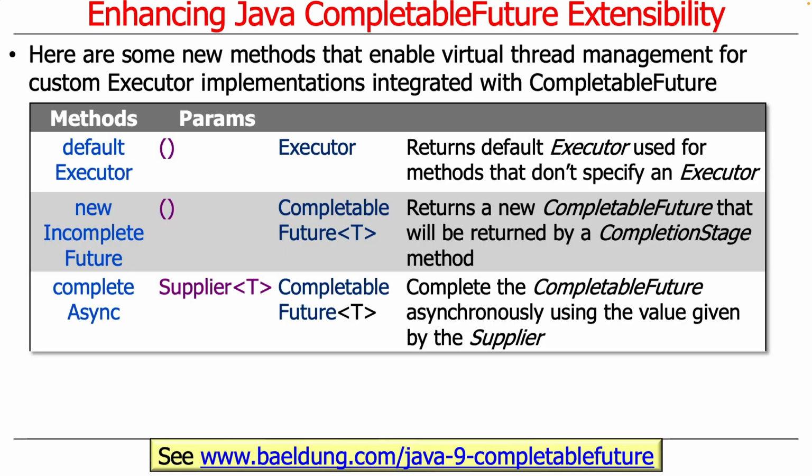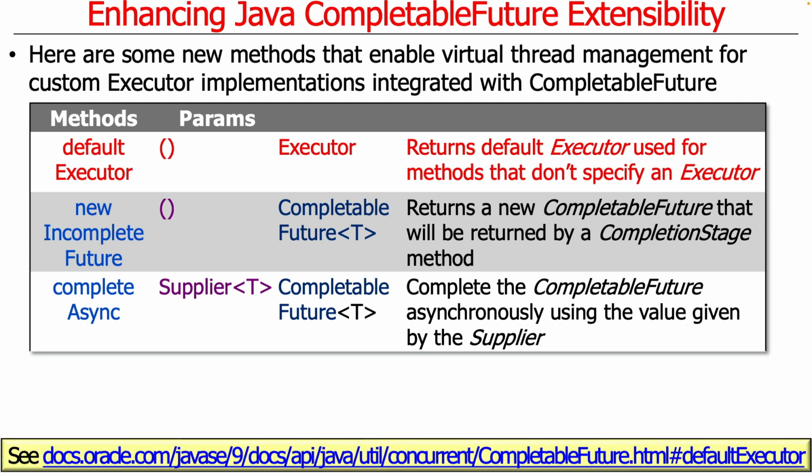So here are the three methods we're going to focus on. These are the methods that allow custom executor implementations, such as the ability to use virtual threads. We're going to start off by talking about the defaultExecutor method, which will give back the executor that's to be used for all the operations in Java Completable Futures, not just a handful of them. This is a method you can override, and we'll see how that works in a second.